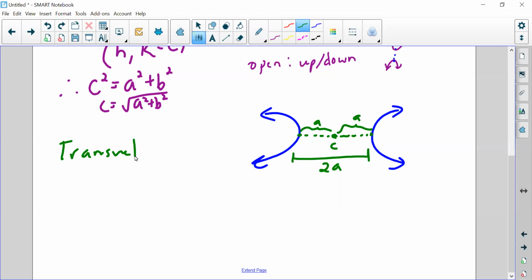Check my spelling. Transverse axis. Okay, this is a transverse axis. And the transverse axis always has a length equal to 2A. And I'll show you why that's important in a little bit. So the transverse axis is an imaginary line that connects the two vertices of the hyperbola together, and it always goes through the center.